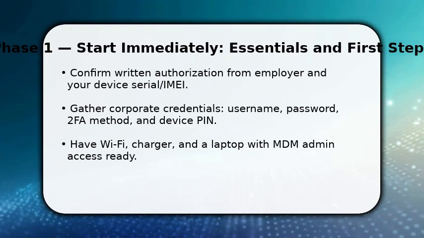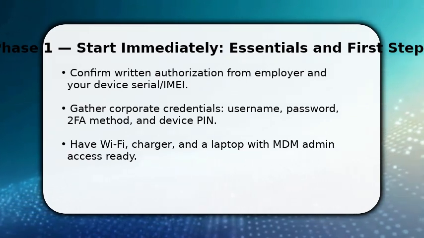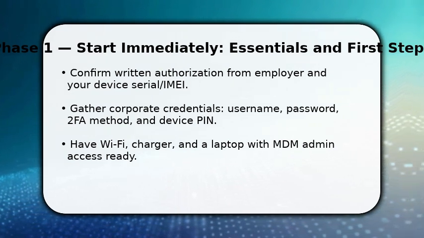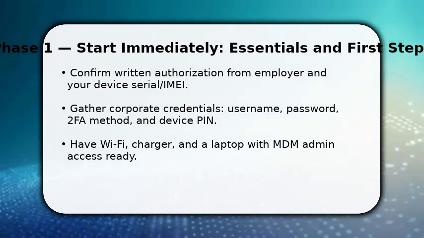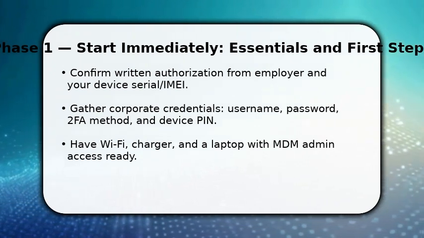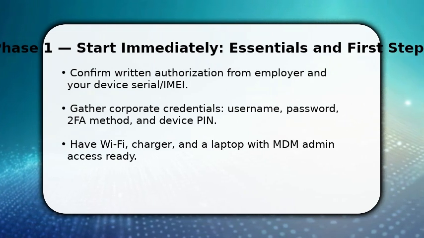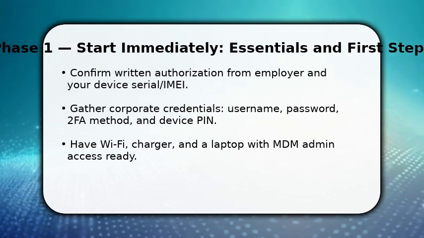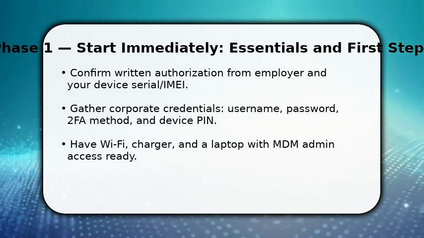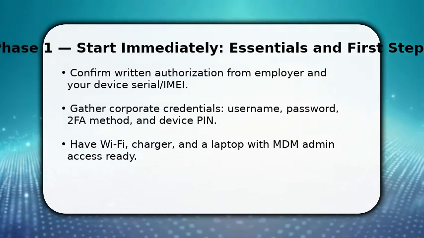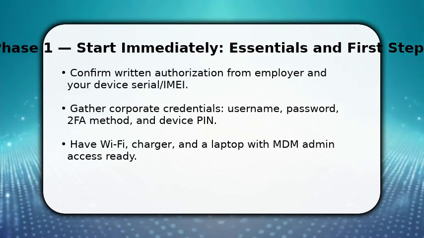You start by confirming you have explicit employer authorization. Once done, collect the device serial or IMEI and your corporate username. Make sure the password and any 2FA method, SMS, authenticator app, or security key are available. Also plug the phone into power and join a stable Wi-Fi network. If an admin console or MDM link is required, open that on a laptop now so you can follow the next steps without interruption. This prevents losing access mid-process.